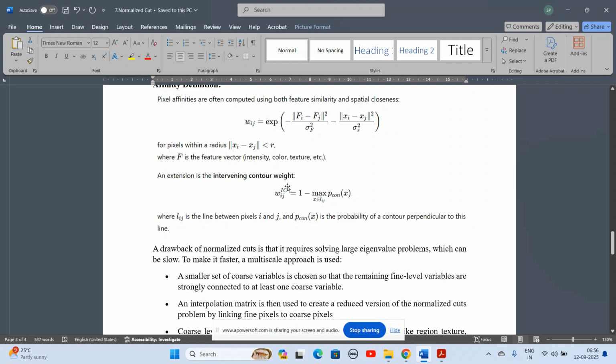And this part is contour-based similarity. This is completely based on features. F is a feature. So next we are going to take a contour. Contour means exact edges.